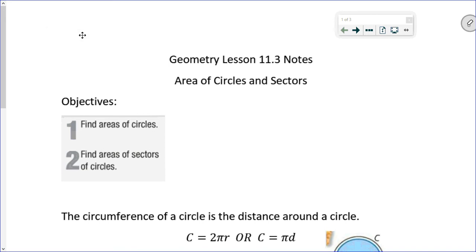Morning, everyone. Today we're going to talk about area of circles and sectors. This should be somewhat similar to what we've done in Chapter 10, where we use pi, radius, and diameter, and those types of things. First we're going to look at area of circles, and then we'll find areas of sectors of circles.